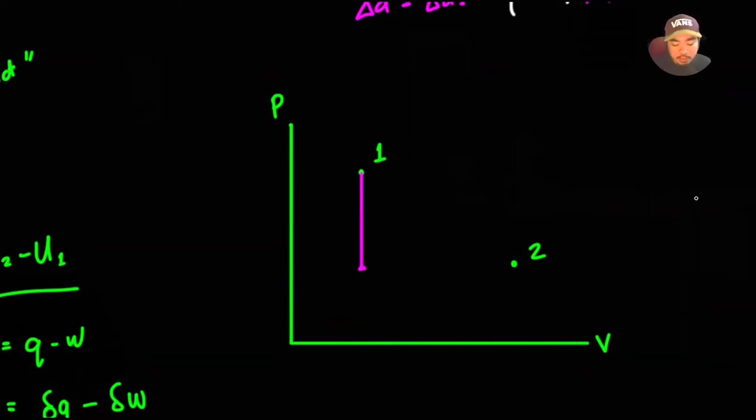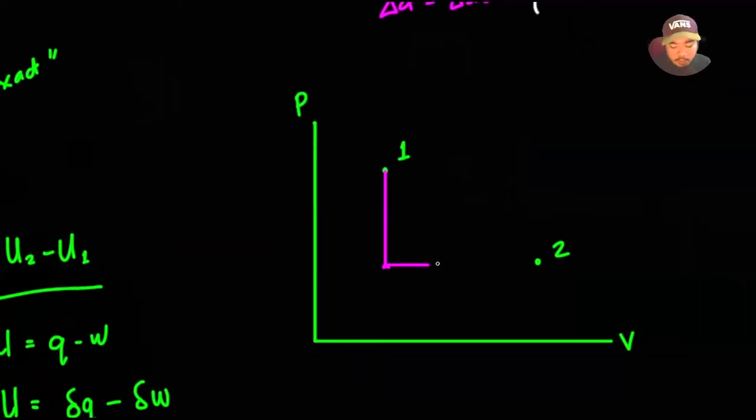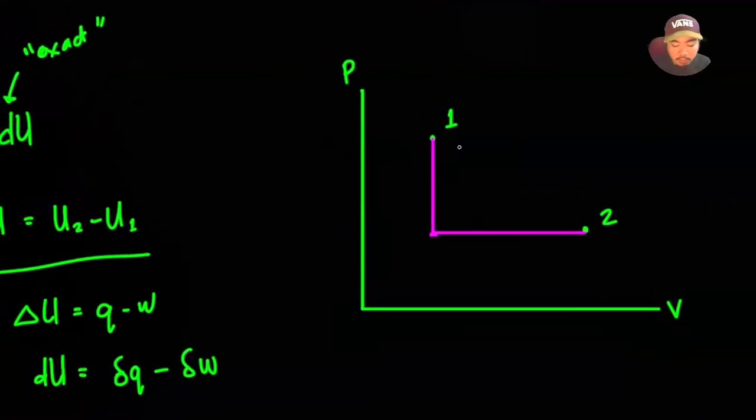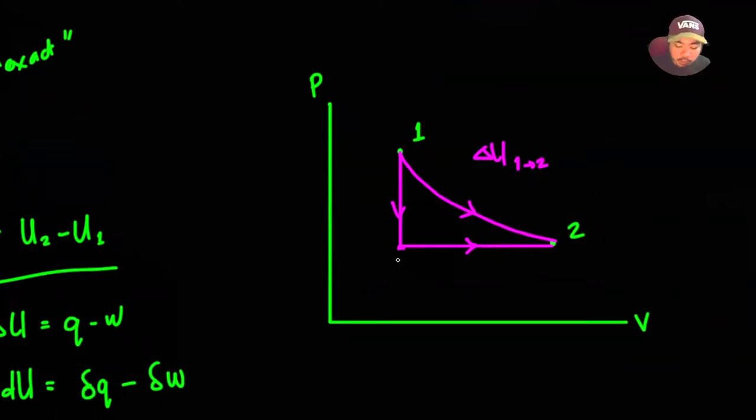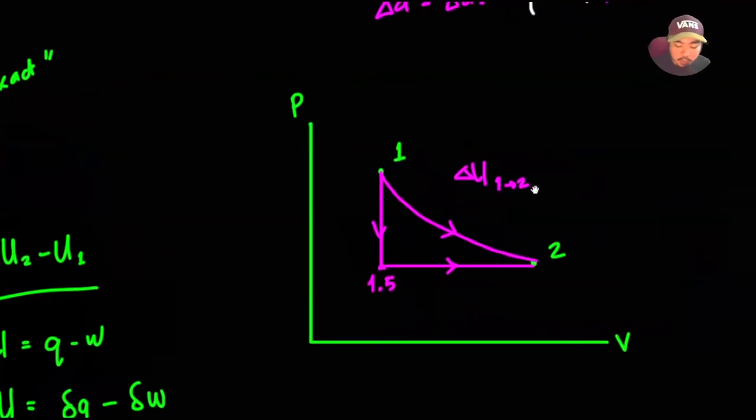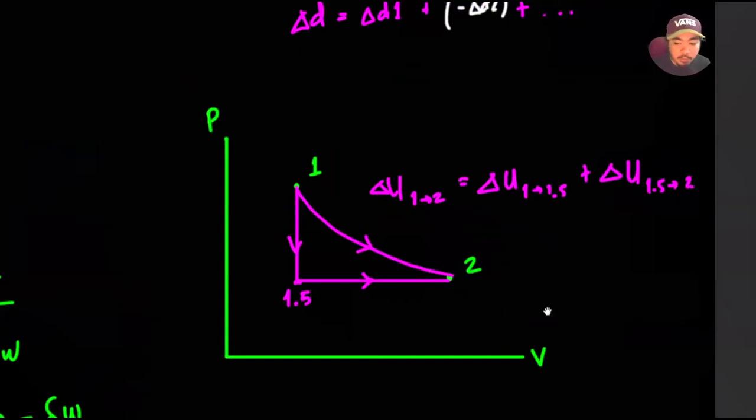Or if I do an isochoric process followed by an isobaric one, like that. Or if I do an adiabatic or an isothermal system, the delta U that I experience will be the same, as long as it's from 1 to 2, regardless of whether I take this path or these subsequent paths. So delta U from 1 to 2 is also equal to delta U from 1 to 1.5 plus delta U of 1.5 to 2. That will be equal.